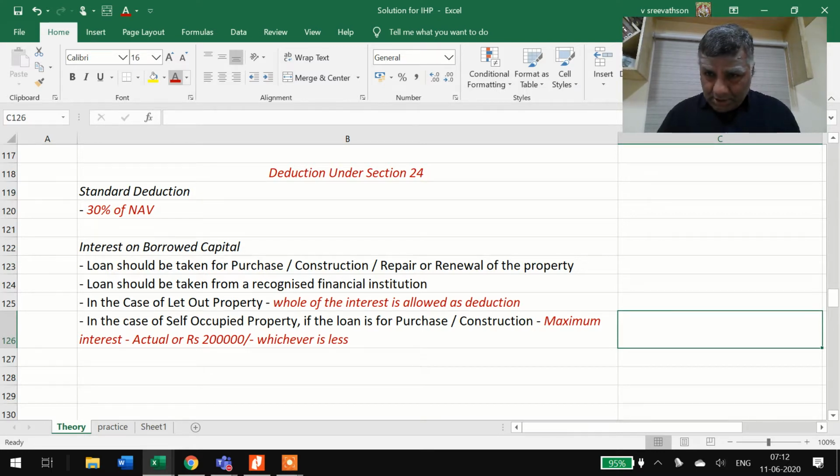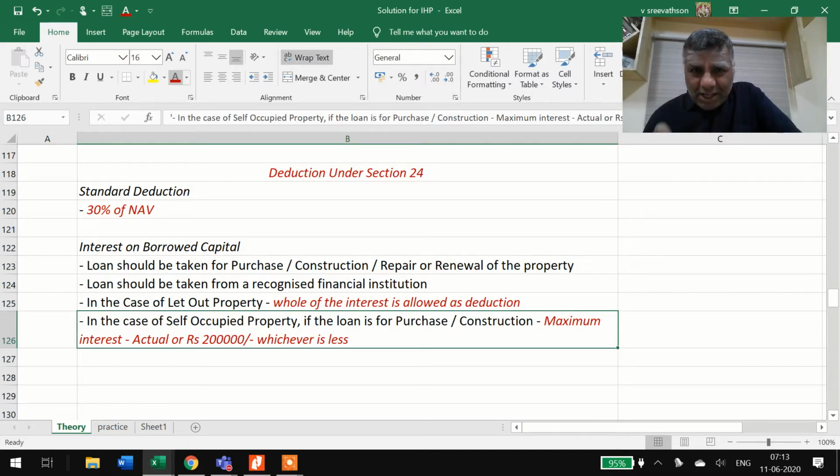Maximum interest, actual or rupees 2 lakhs. Is it per property? I can claim two self-occupied properties. Is it per property? Yes, sir. Okay. Tell your auditor today that you told something like this, which is wrong. Friends, I haven't used the word it is per house, in case of self-occupied property.